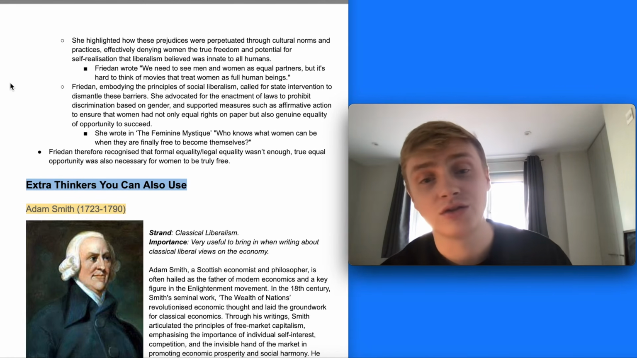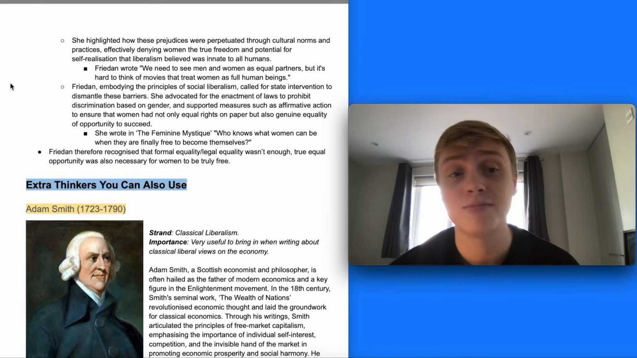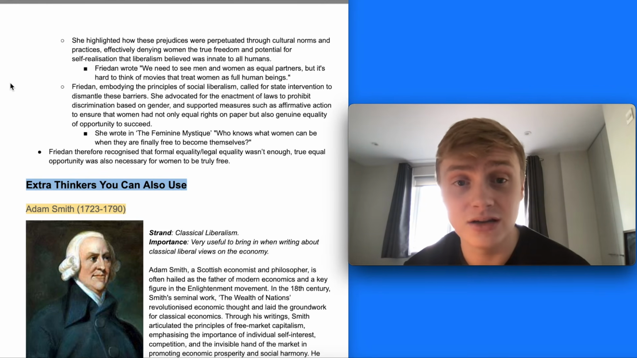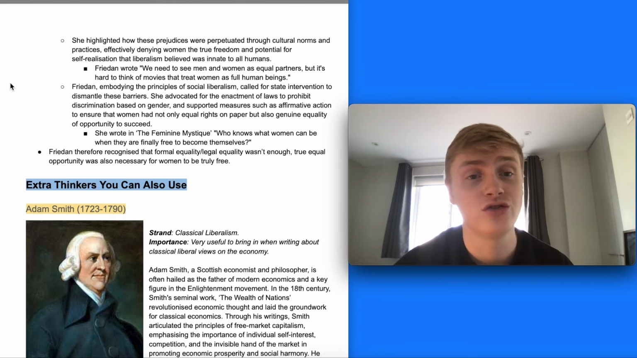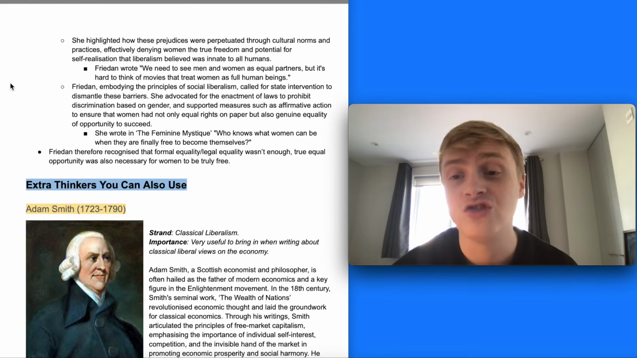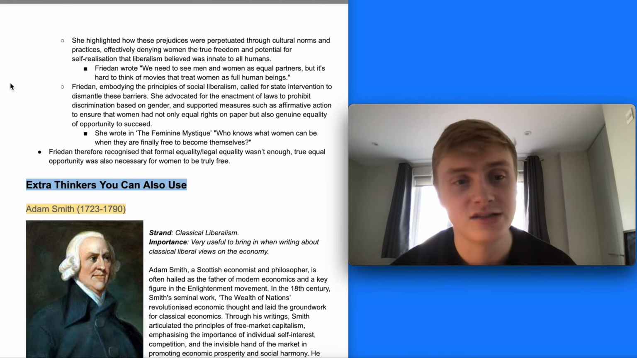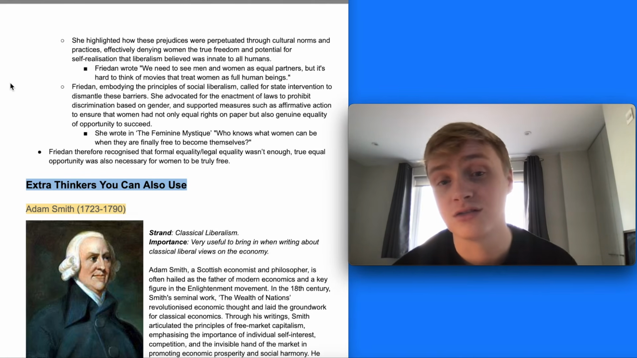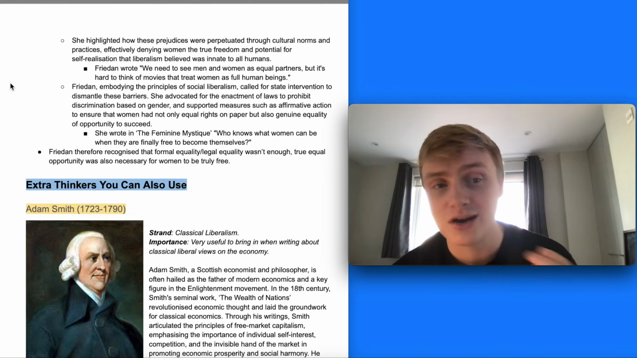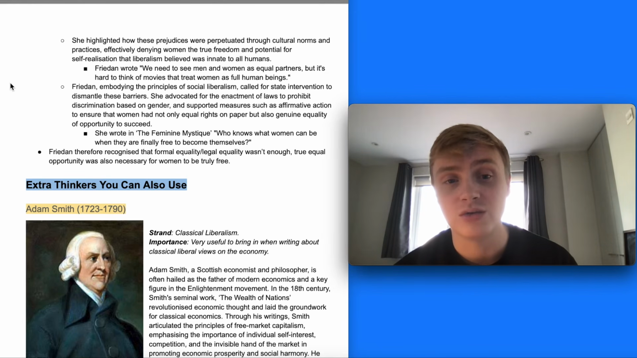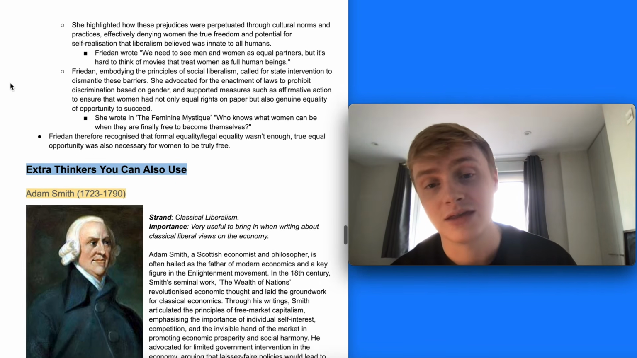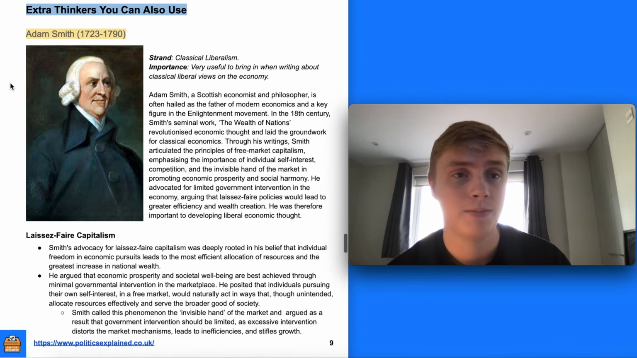She embodied the principle of social liberalism, calling for state intervention to dismantle these barriers, with the enactment of laws to prohibit discrimination based on gender, and also affirmative action to ensure that women not only had equal rights on paper, but also genuine equal opportunity to succeed in society. So she therefore recognised that formal equality, and just legal equality, isn't enough. True equal opportunity was necessary for women to be free, and the state played an important role in pursuing that.